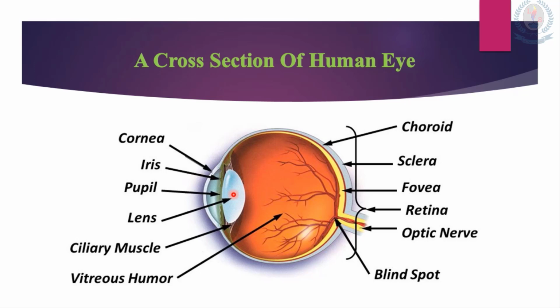Lens. This is the eye lens. Eye lens is transparent and biconvex. Iris. This is the iris. Iris controls the amount of light entering the eye. Pupil. Pupil, that is the hole in the center of this iris.